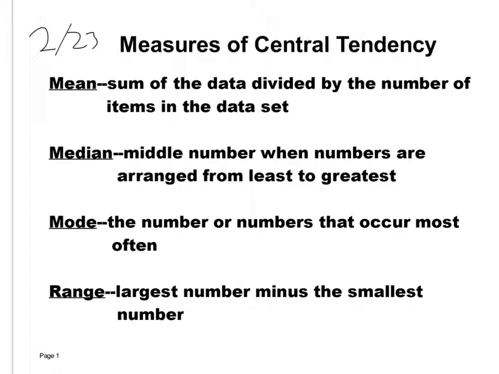Mode is the number that occurs most often. It doesn't have to be one number. It could be several numbers if they occur the same amount. It's the number that appears most often, the one that keeps showing up.